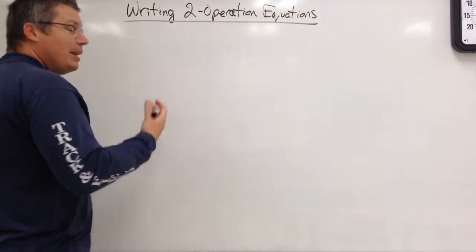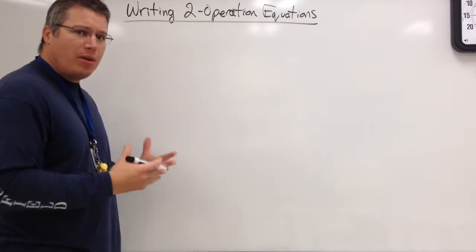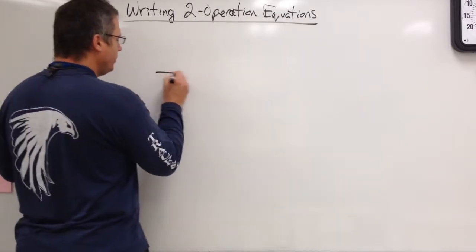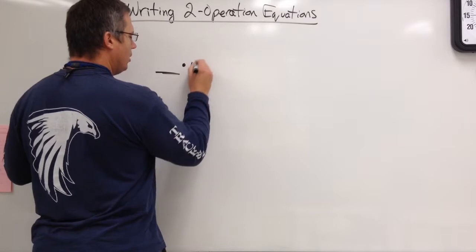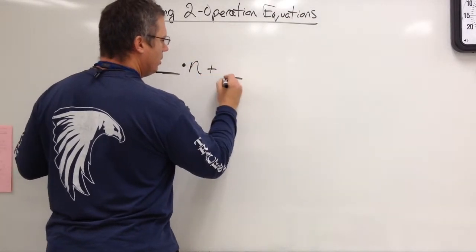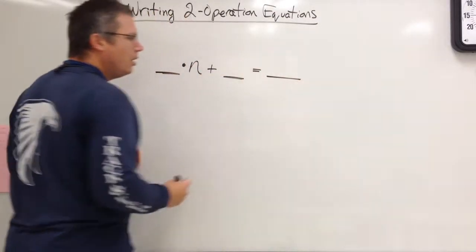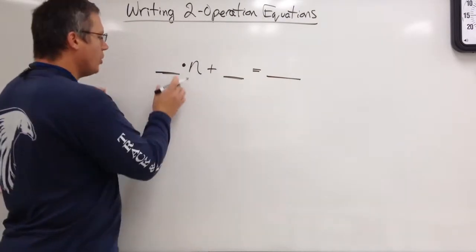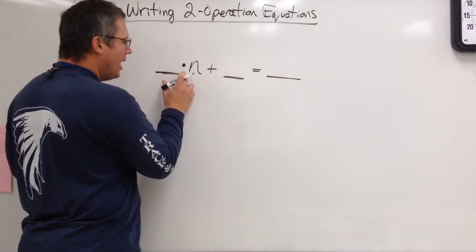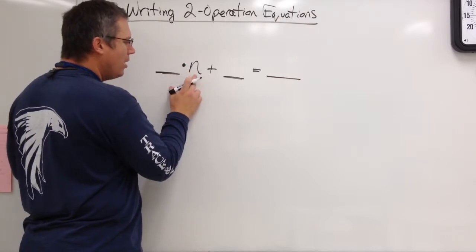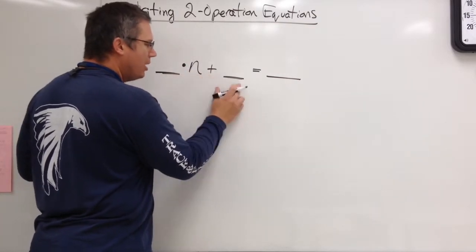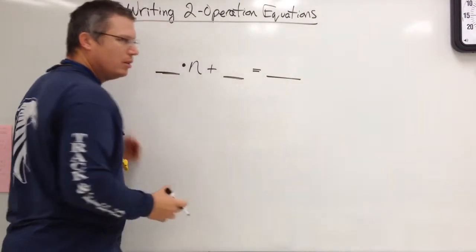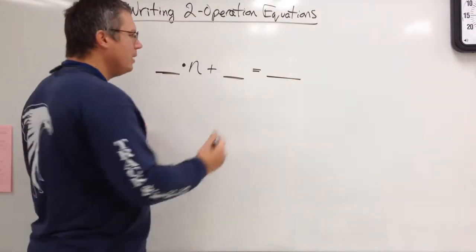So we're going to jump in with two operation equations. Now there are some pieces with this. Most two operation equations are going to look like this. You're going to have a number times or divide by another number, and then plus a number and equals a number. So let's give these things some names.